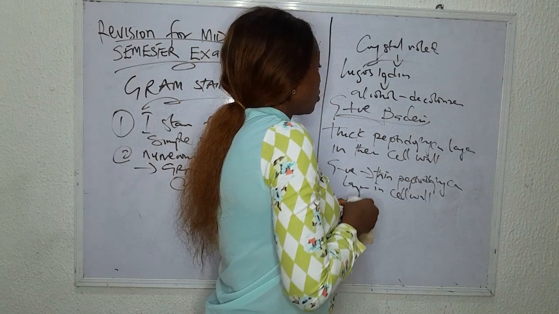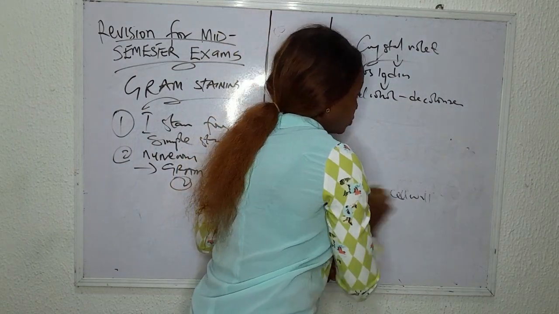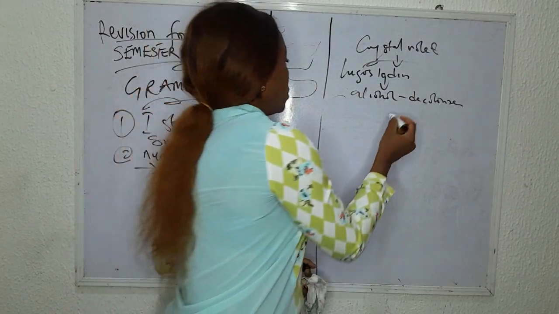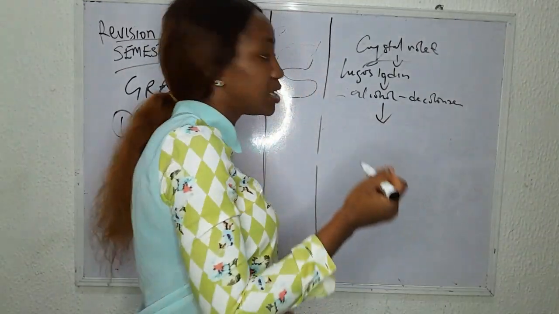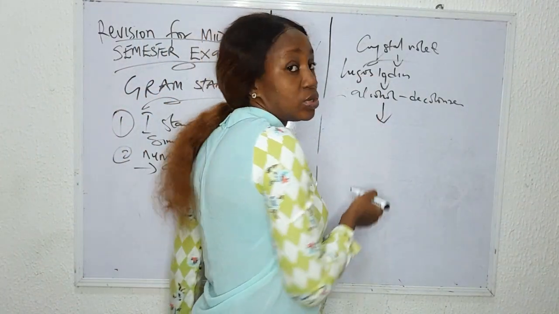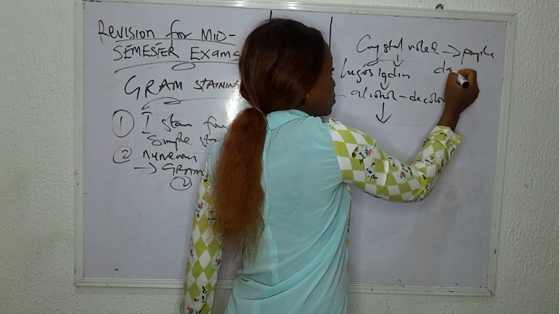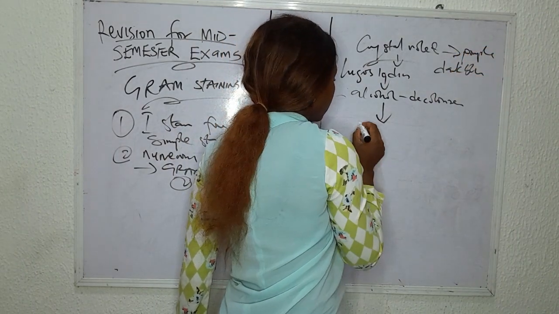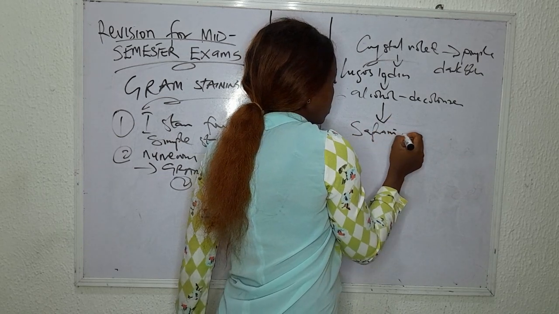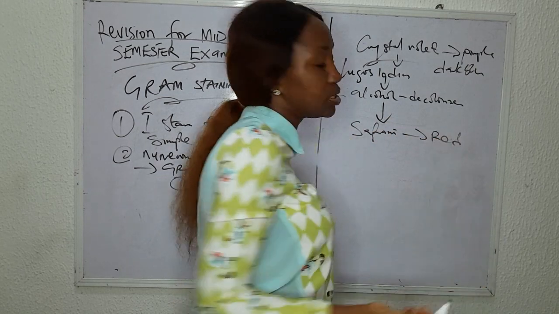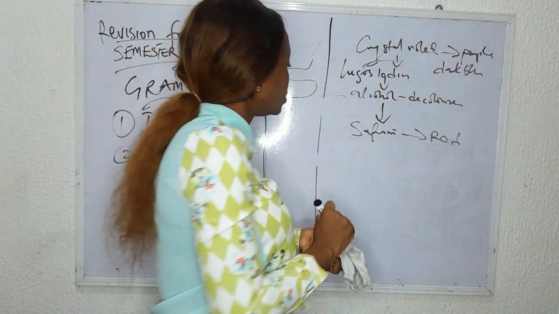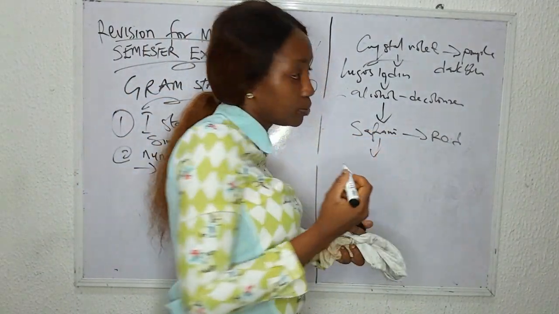after you've added your alcohol, you wash off, then you'll be adding your second stain, which is what? The safranin. And what color is this? It's usually purple or dark blue. And you add your safranin in, which is red. Please note that after you've added this, you still wash it and you view a microscopic slide.